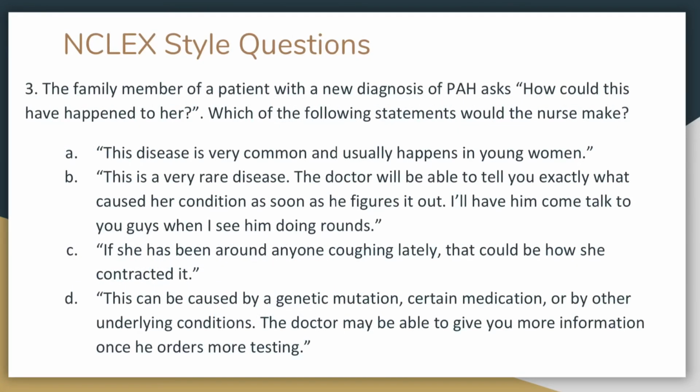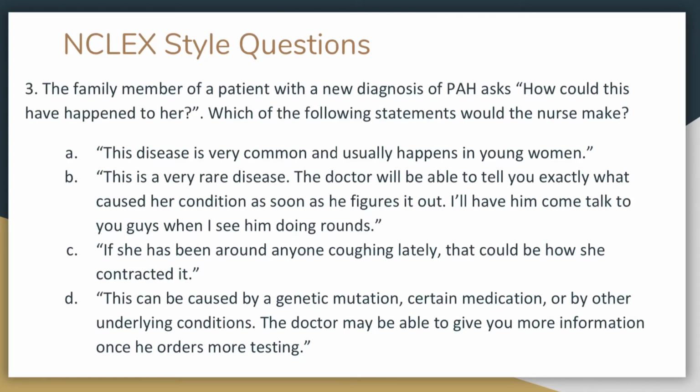NCLEX question number 3. The family member of a patient with a new diagnosis of PAH asks, how could this have happened to her? Which of the following statements would the nurse make? A. This disease is very common and usually happens in young women. B. This is a very rare disease. The doctor will be able to tell you exactly what caused her condition as soon as he figures it out. I'll have him come talk to you guys when I see him doing rounds.